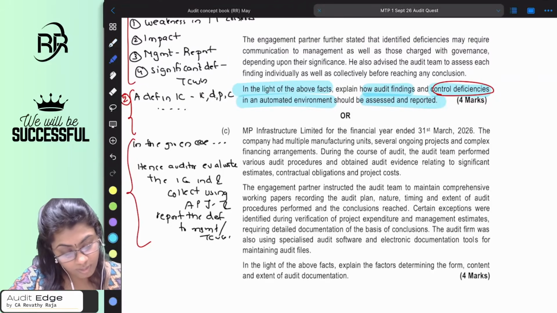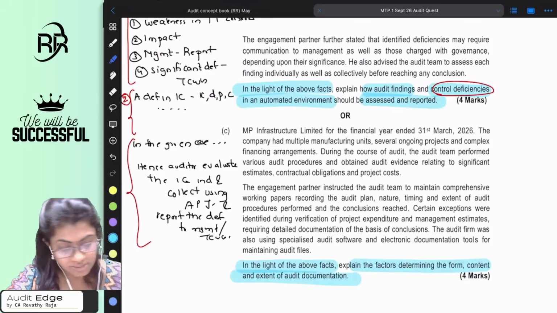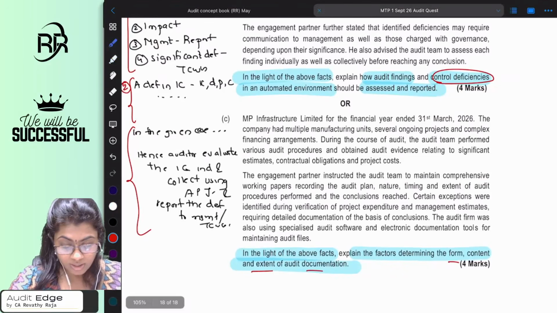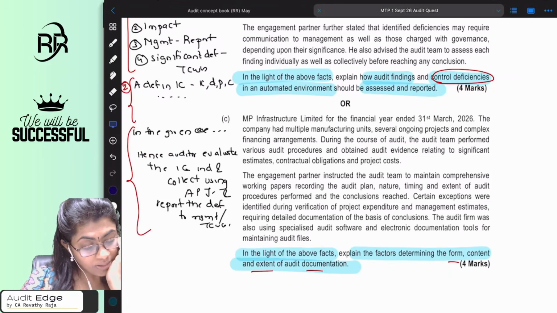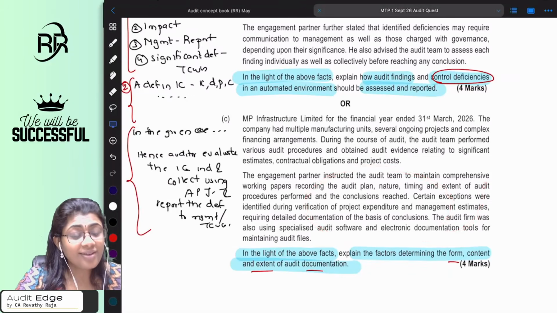Okay, one more question. In the light of above facts, explain the factors that affect form and content of auditor's documentation. Infrastructure Limited, the company has multiple manufacturing units, several ongoing projects. During the audit, the team performed various procedures, obtained evidence. The engagement partner instructed the team to maintain comprehensive working papers. Certain exceptions identified. The team also used specialized audit software. Actually, from this, you will get all the points.